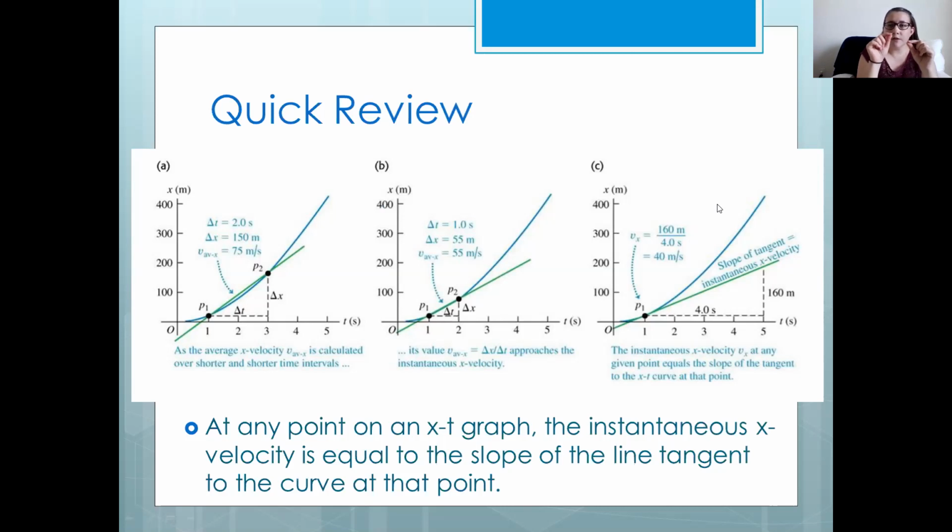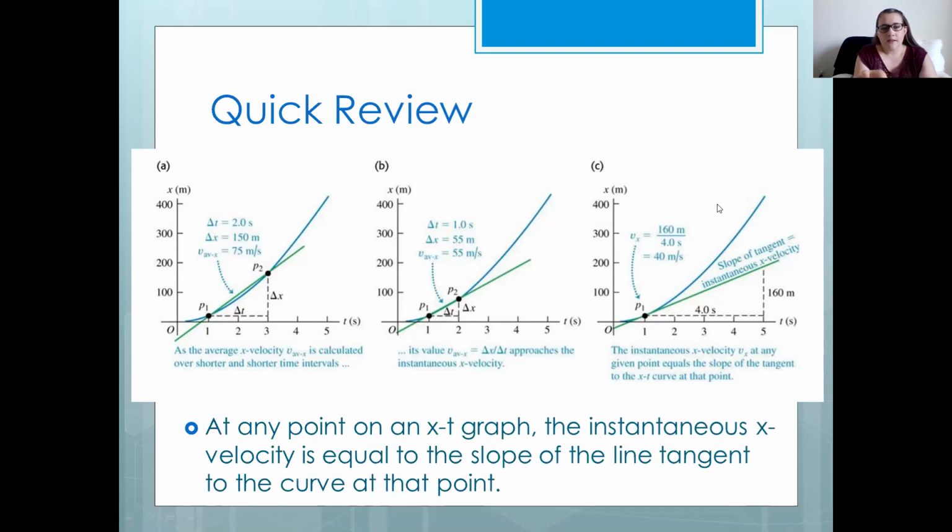And if we keep moving those points closer and closer together and drawing a line between them, we end up with the tangent line, or the line that's touching the curve at just the one point, which makes it instantaneous velocity, because we're just looking at the velocity at that one instant. And in that case, the slope of our tangent line is 160 meters over 4 seconds, or 40 meters per second at that one particular instant in time.